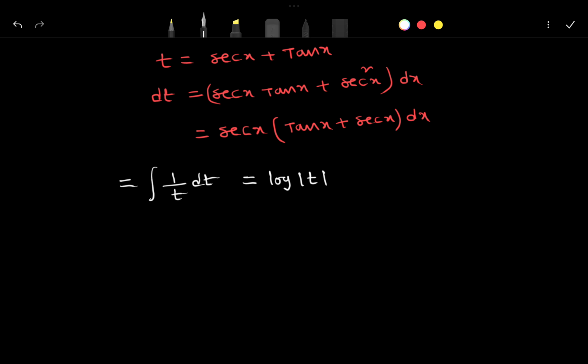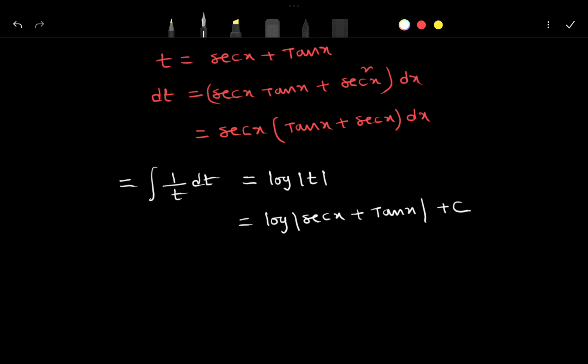But actually, what is the t value? t is secant x plus tan x. So your answer will be log of secant x plus tan x, and after this you should write plus c, where c is the integral constant.